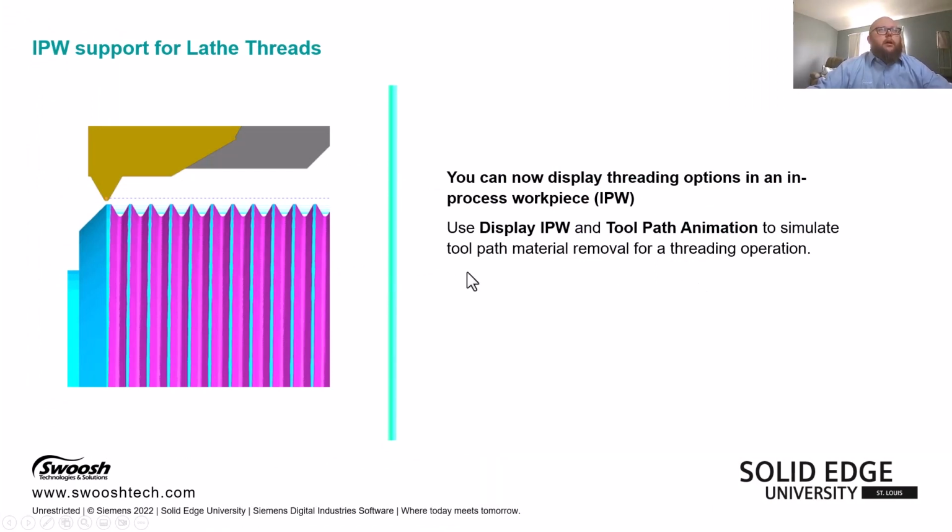And the last point that I'm going to talk about is an IPW enhancement for turning of threads. Last release, we were given some new threading tools and new threading operations. And now our IPW is able to utilize that data, and you'll actually see a threaded feature in your IPW as opposed to just a cylindrical feature formed on that IPW. So this is great. You can actually go in and use that IPW geometry for your needs.